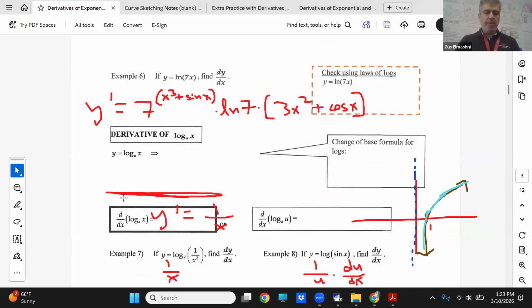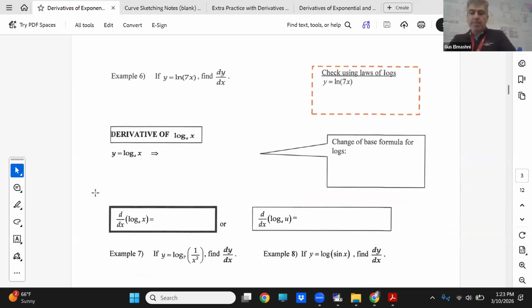Then I'll show you what's happening with log base a of x, and we'll do more examples. So for example 6, you're just going to say this. y prime is 1 over 7x times, what's the derivative of 7x? Actually it's kind of interesting because it gets back to one over x. Is that a coincidence or is that meant to be?